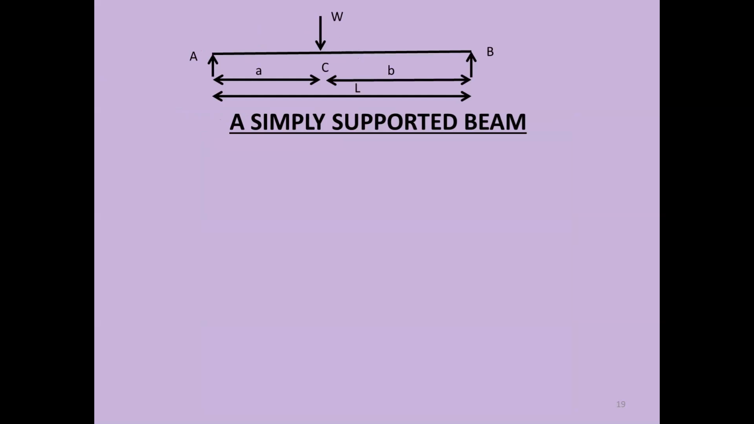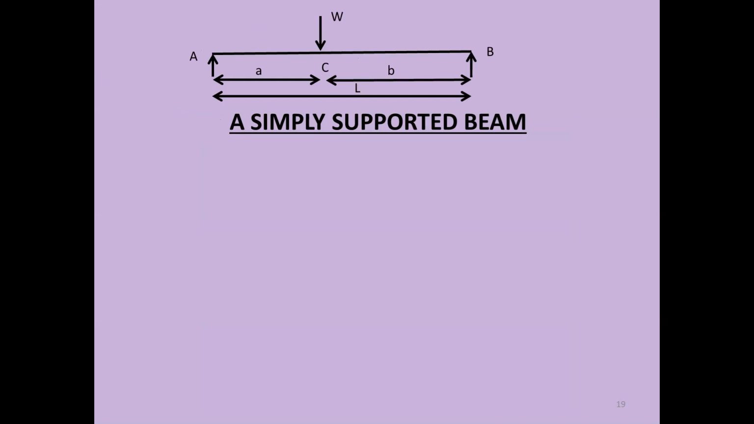The next example which we take is from a beam. It is a simply supported beam on display. The beam has a length L. It is represented by 2 points A and B. It is acted upon by load W, which is not exactly at the center but is somewhat shifted towards the left. It is acting at point C.